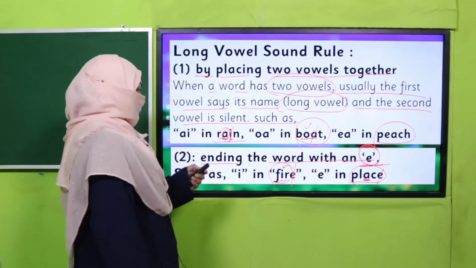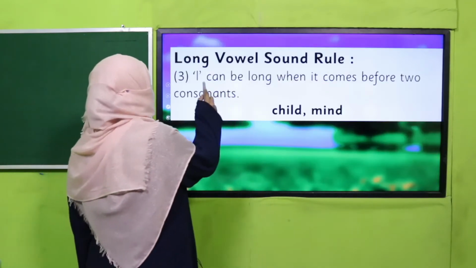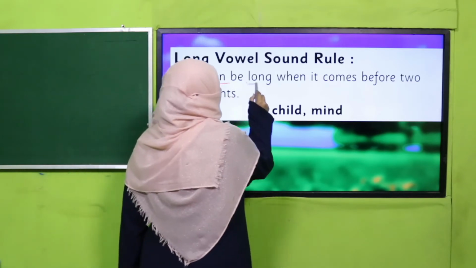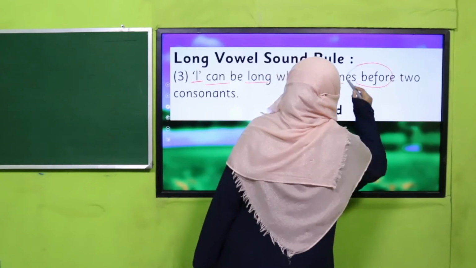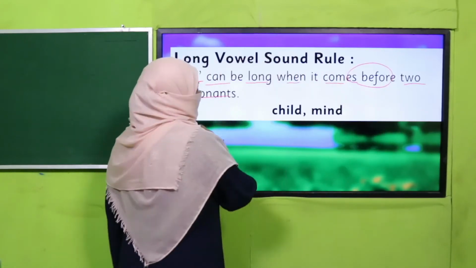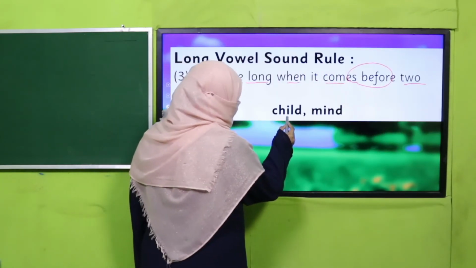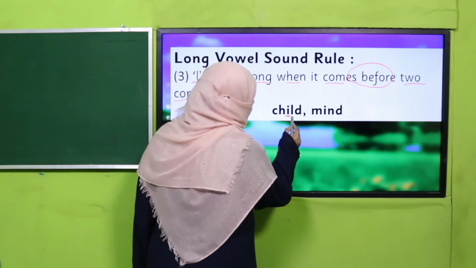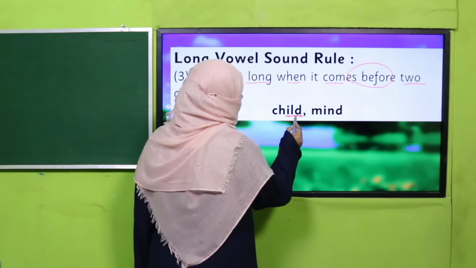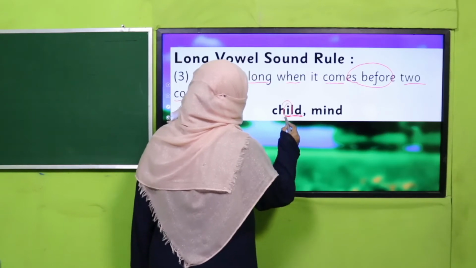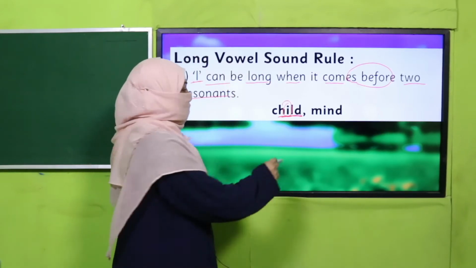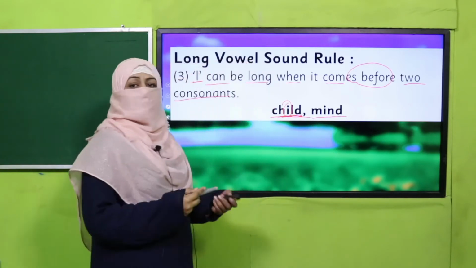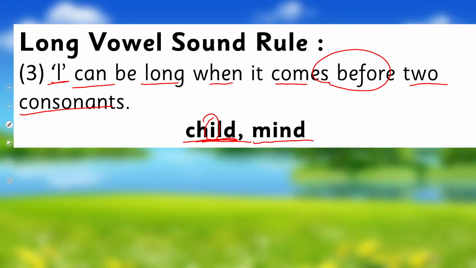Right? Okay. And the third rule is the rule of I. I can be long when it comes before two consonants. When you see the vowel letter I and you find at least two consonants after it, it will have its long sound. And what is that? I. Child, mind. Okay, this is how we pronounce such types of words.